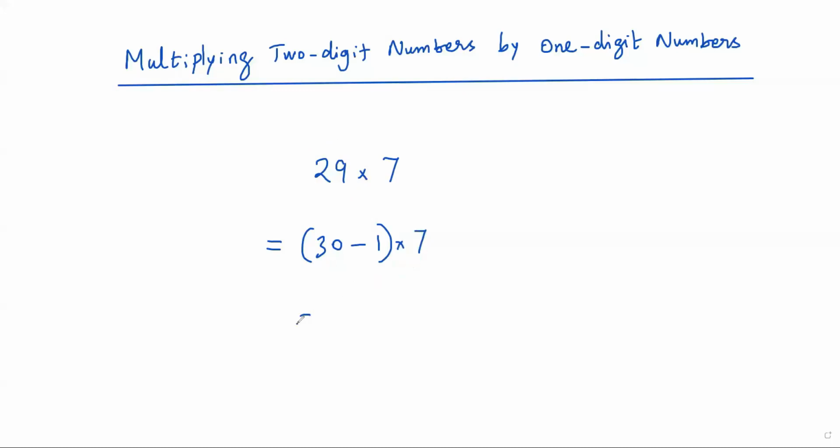7 times 30 is 210. 7 times negative 1 is negative 7. If you subtract 7 from 210, it will be 203. Okay, now let's look at another example.